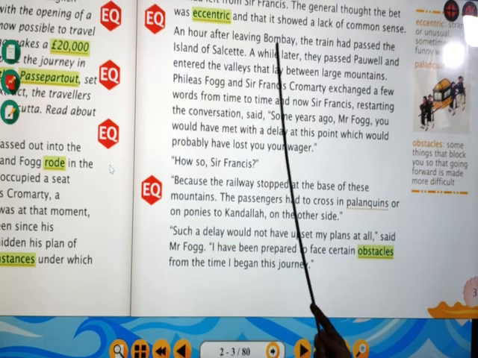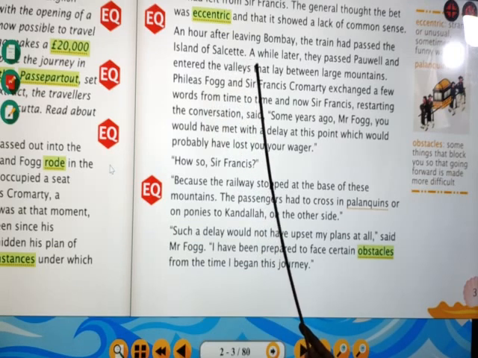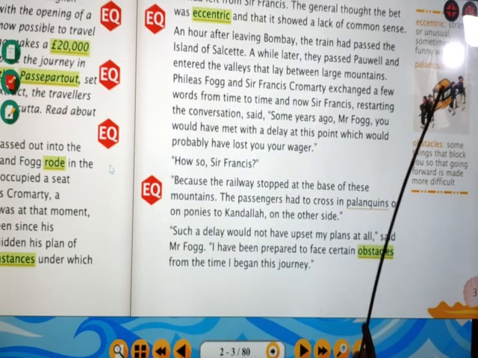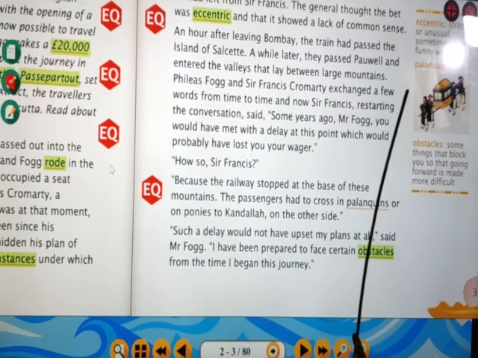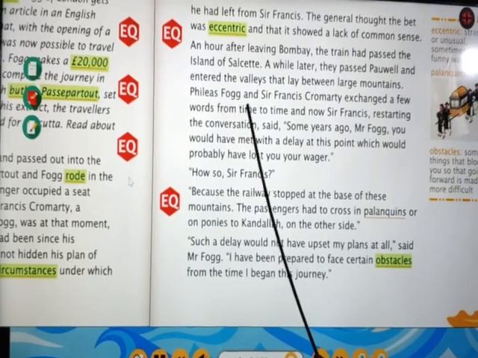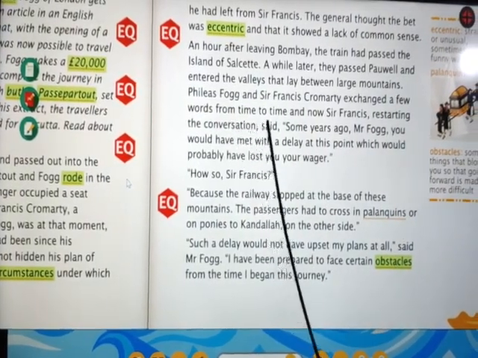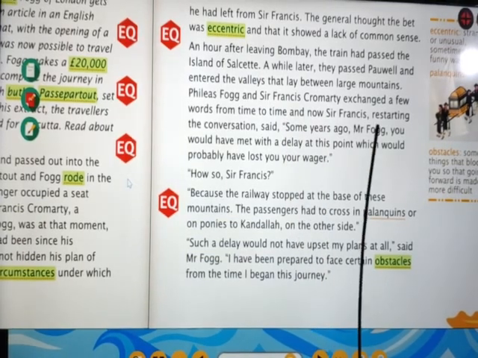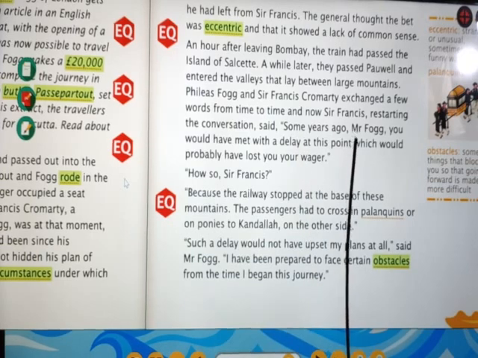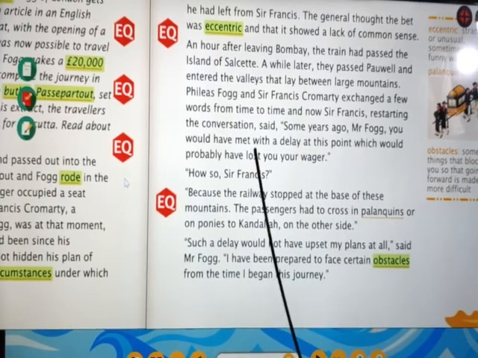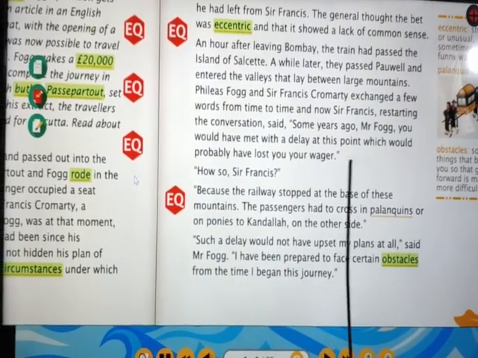An hour after leaving Bombay, the train had passed the island of Salsette. A while later, they passed Powell and entered the valleys that lay between large mountains. Phileas Fogg and Sir Francis Cromarty exchanged a few words from time to time, and now Sir Francis, restarting the conversation, said, "Some years ago, Mr. Fogg, you would have met with a delay at this point which would probably have lost you your wager."